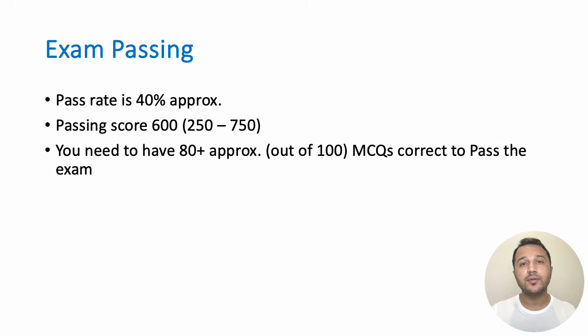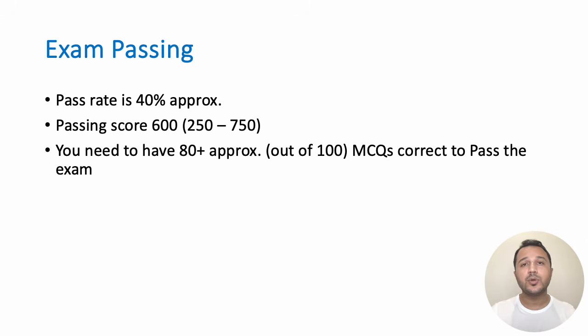CIA exam passing rates differ from time to time and part to part, but generally make a conservative estimate of 40% of the people who appear in the exam pass it successfully in each attempt, which is relatively lower. And for some parts, it might vary, it might reach 50%, and in some, it's 40%.